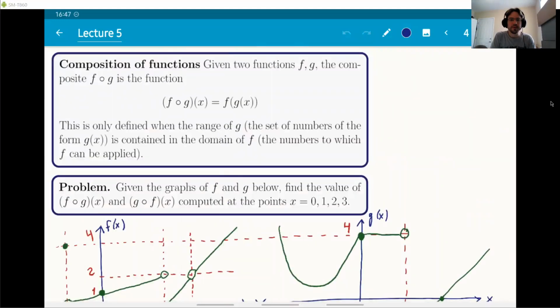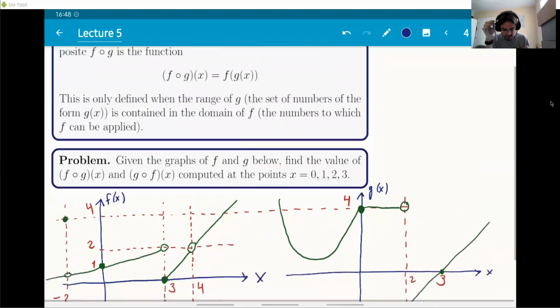Composition of functions. Here's a reminder of what that means. Given two functions f and g, the composite f circle g is this function where you first apply g. Notice that g is inside, and then you apply f. And this can only be defined when the range of g is contained in the domain of f. So in other words, the numbers g of x are numbers to which you can then apply f, which is not always the case. You cannot always compose two functions.